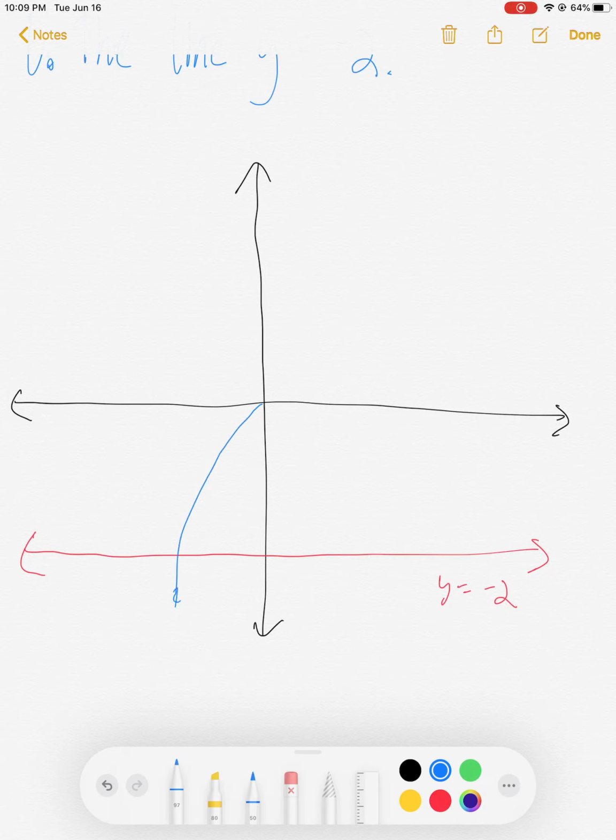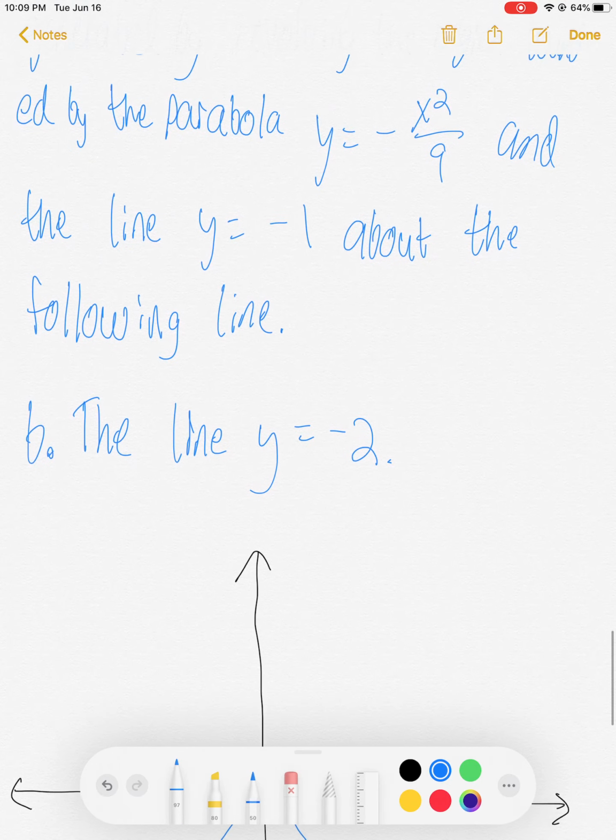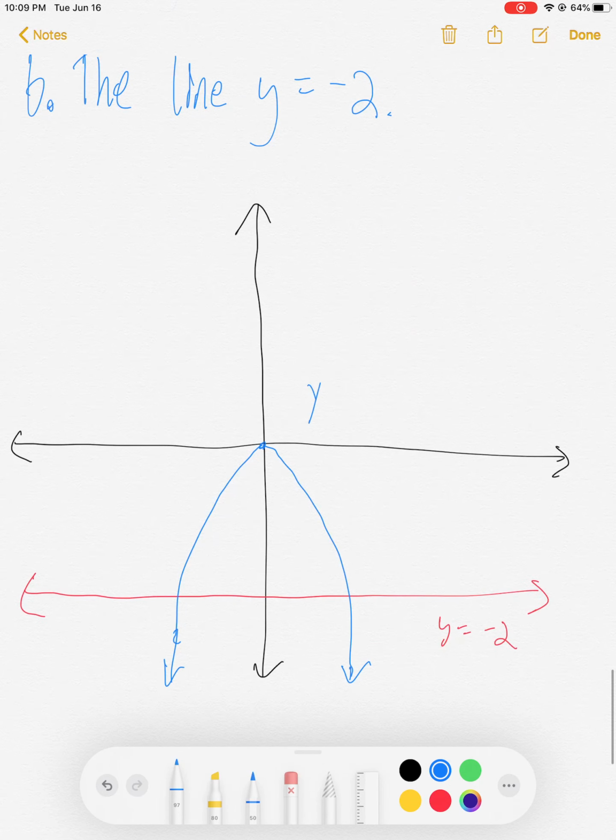I don't know. Again, does it matter how exactly we draw this? No. The important thing is that we get the general shape of it, i.e. this parabola. So this is y equals negative x squared over 9. That should look like a 9, not a g.